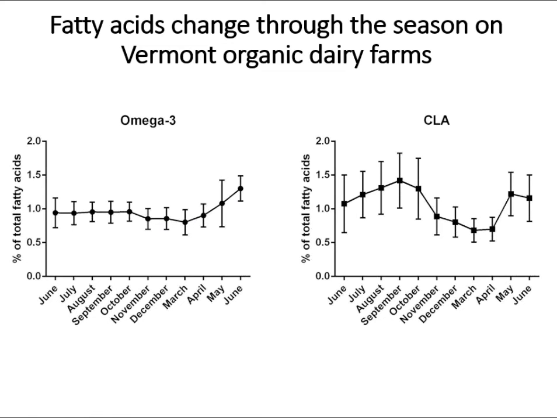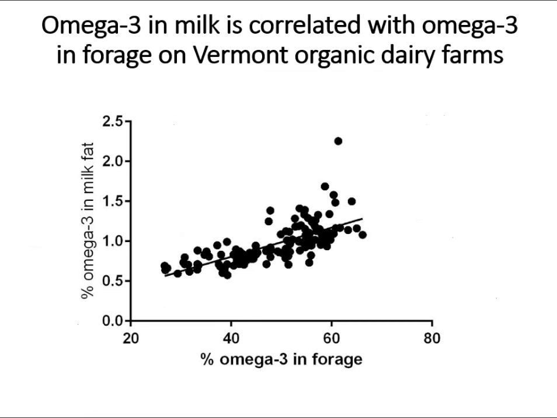CLA, we see a similar trend where you're increasing into the fall and then you drop off as they're feeding that indoor diet. And then again, you increase in the spring once they go back onto that fresh pasture. And just like omega-3s and CLAs, you see a very high variability among these farms. So there are things that you can do to change these milk fatty acids on your farm.